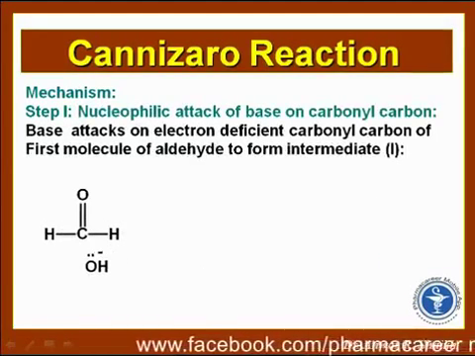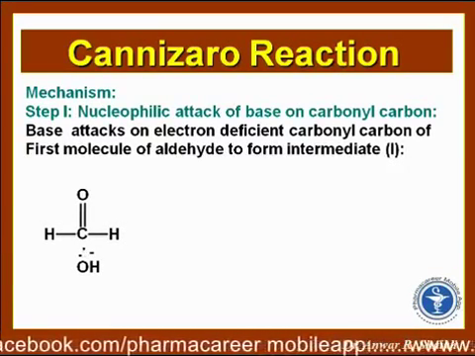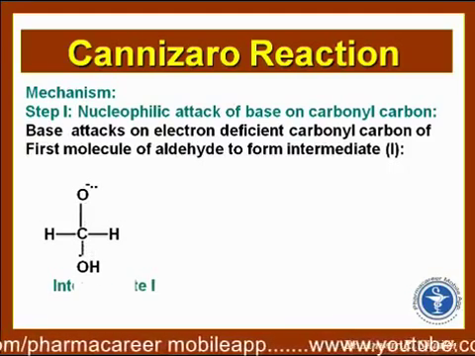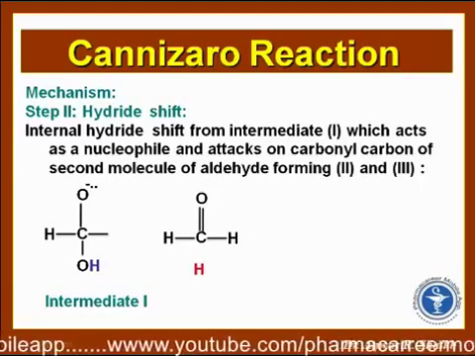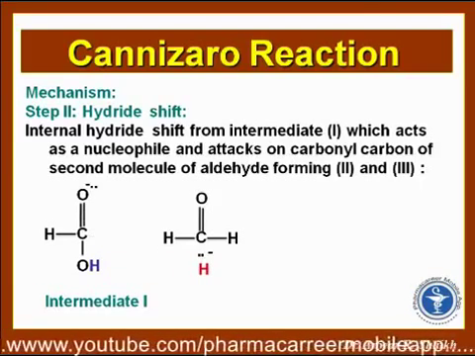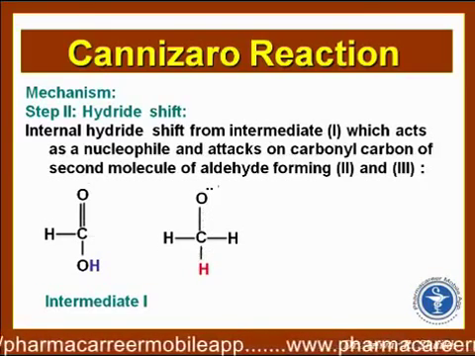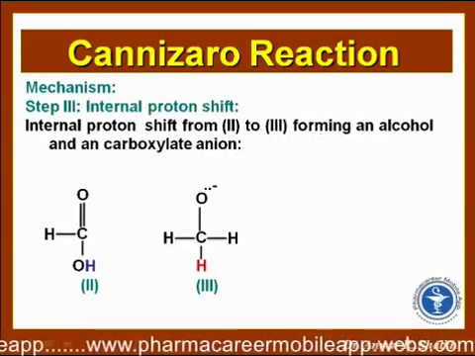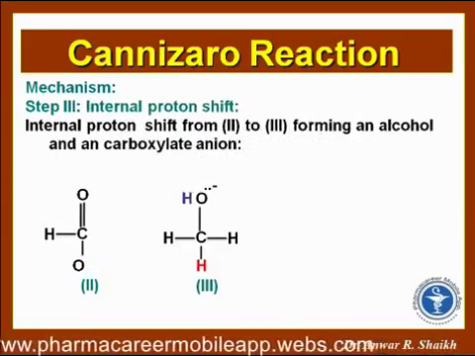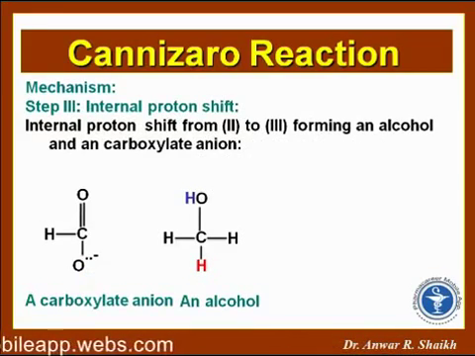Here, nucleophilic attack of the base on the carbonyl carbon of the first molecule of the aldehyde forms intermediate 1. In intermediate 1, there is a hydride transfer which acts nucleophilically on the carbonyl carbon of the second molecule of the aldehyde, forming the third intermediate. Step 3, internal proton shift from second to third to form a carboxylate anion and an alcohol. So that is the Cannizzaro reaction.